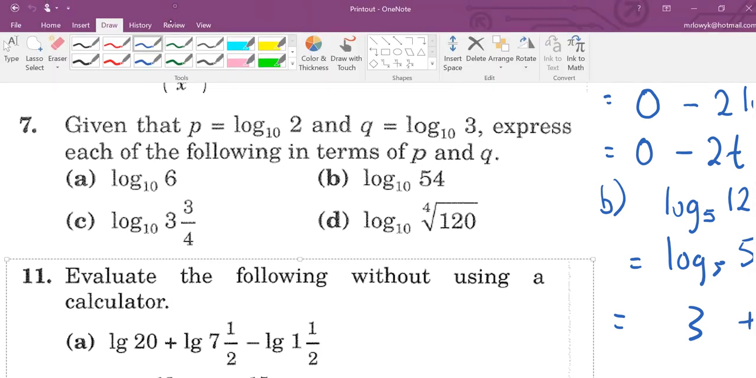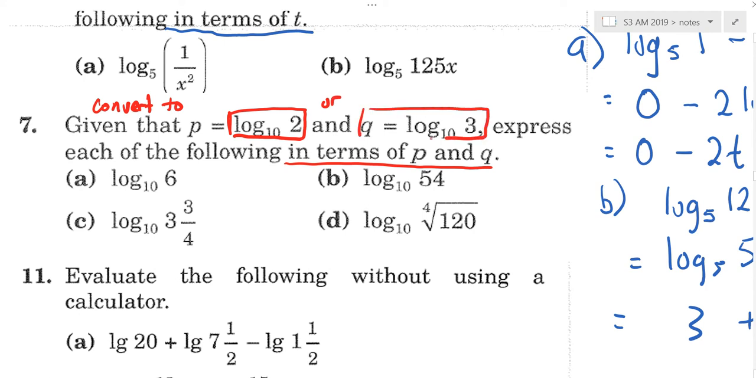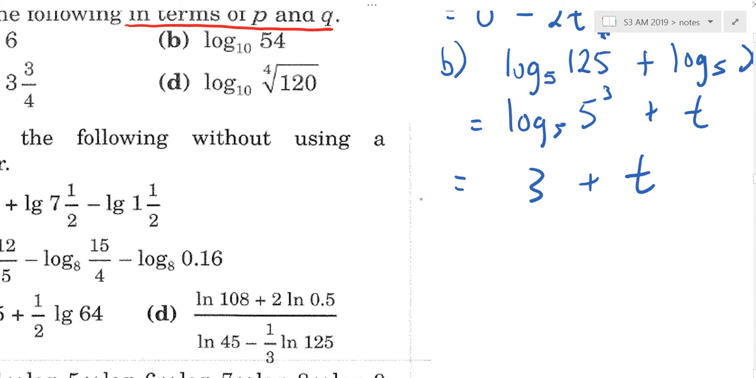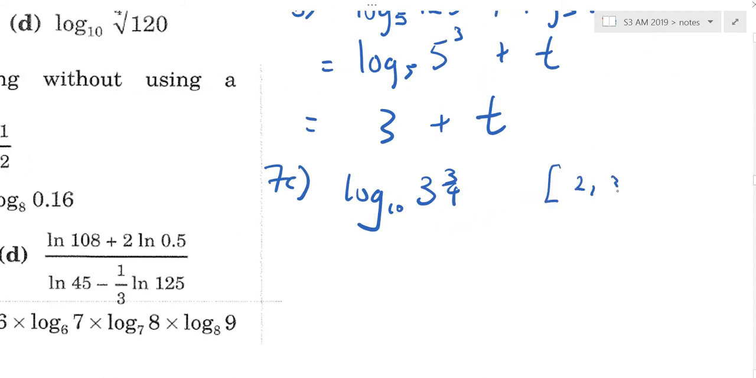Foolscap or your textbook, in terms of P and Q, what it means is that you have to convert to this or this. That means later, whatever you do, you've got to convert into all the log 10 2s and log 10 3s. Now let's take a look at 7C. Log, what's the base? 10. Log 10 of 3 and 3/4. Remember, you have to convert everything into 2s and 3s, and one more blank here that I will explain.